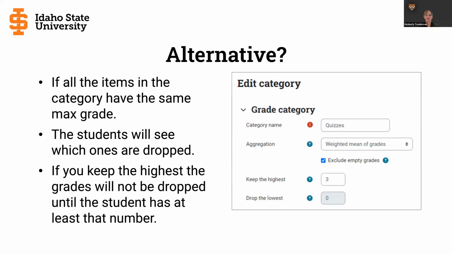And now let's talk about an alternative to adding extra credit. So if you're using weighted mean of grades or any other aggregation method, you might consider the alternative of dropping the lowest. This works nicely if all the items in the category have the same maximum grade. And just like the extra credit, the students will see which items are being dropped from their grade calculation. And we actually recommend using keep the highest instead of dropping the lowest, as this doesn't start dropping grades until the students reach that minimum number of graded items. This gives them a better sense of their current grade at the beginning of the semester.